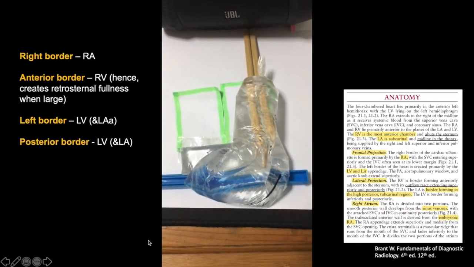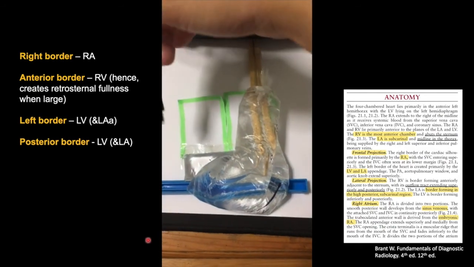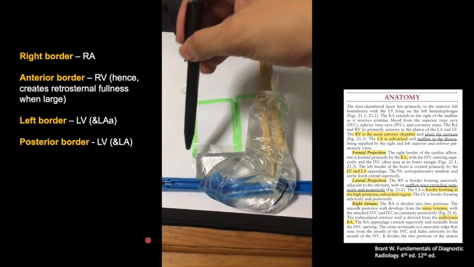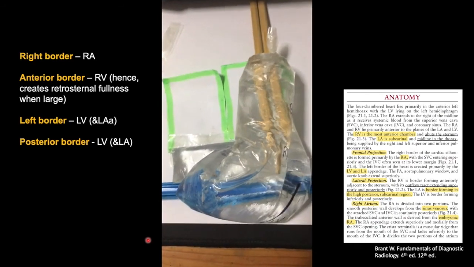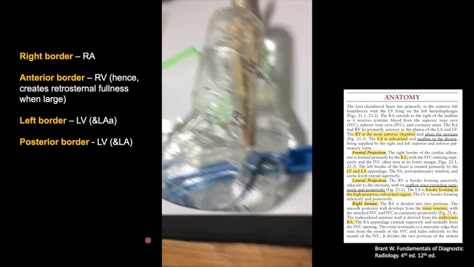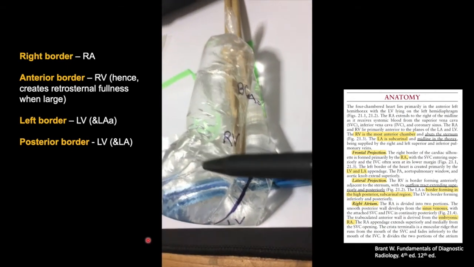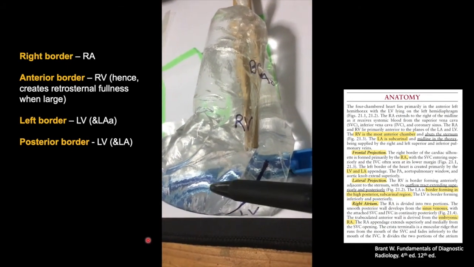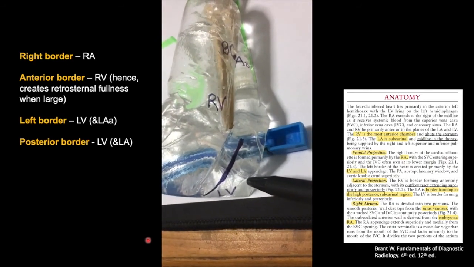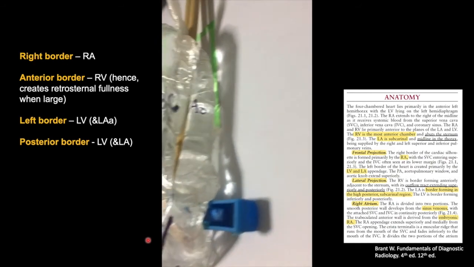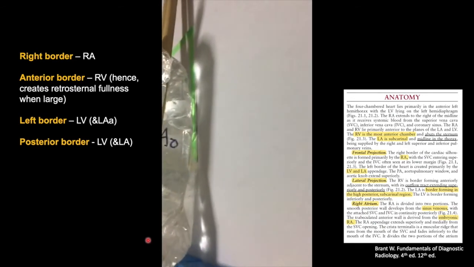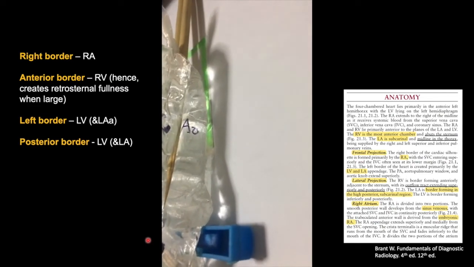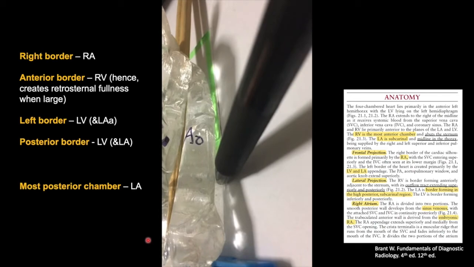Now moving on to the cardiac borders. Right cardiac border is formed by the right atrium. Anterior cardiac border would be formed by the RV here. Left inferior cardiac border is the LV, and when you take a look at the lateral chest X-ray, the most posterior cardiac chamber would be this one, the left atrium.